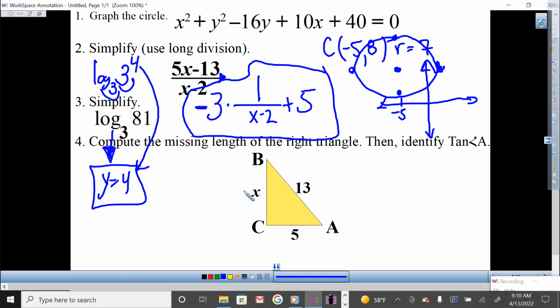Number 4, x equals what? Hector, pass someone. Andres. All right, we'll come back to Andres. Yeah, so we need that in order to get tangent. So he'll do both things, the x and the tangent.